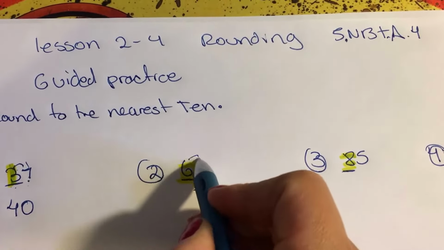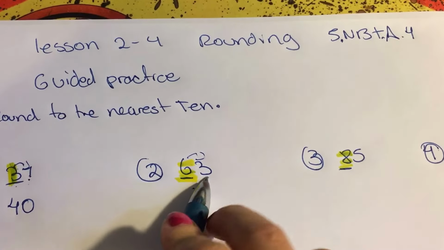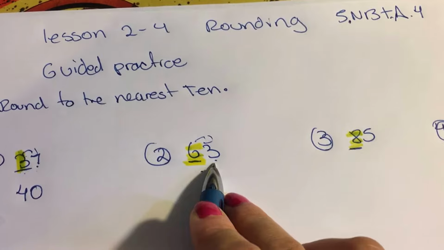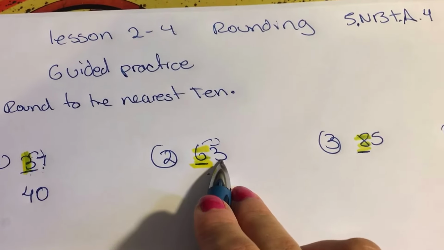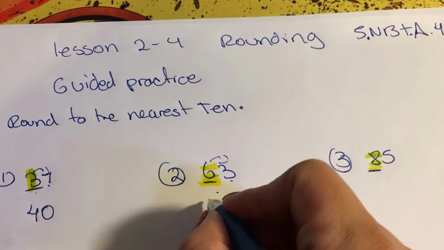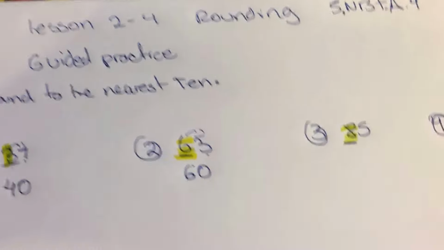We're going to look again to the number to the right. 5 or more, add one more. 4 or less, stays the same. So this is less than 4. What will happen to the 6? It's going to stay the same.